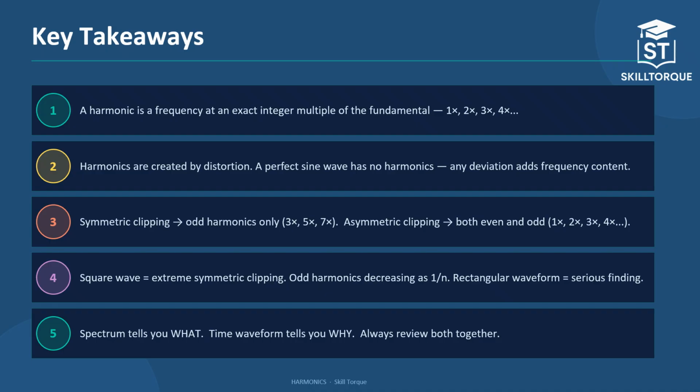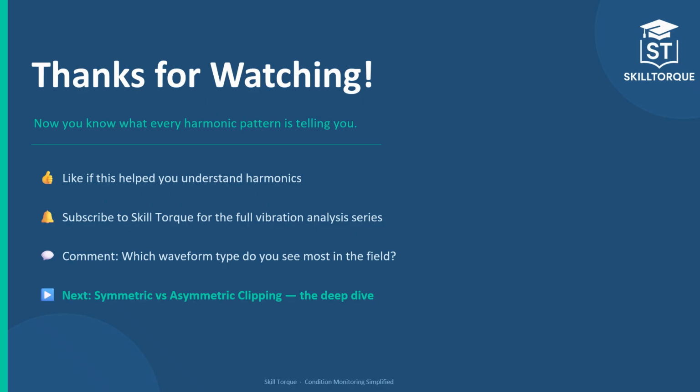Anyways, in the next video we will be covering symmetric versus asymmetric clipping. We'll be deep diving into that to make it clearer what is symmetric and what is asymmetric, and why we get odd harmonics only and why we get even harmonics. We'll also discuss specific machine faults that produce such patterns. If you ever wondered why misalignment shows a strong 2x, that video can be the answer.